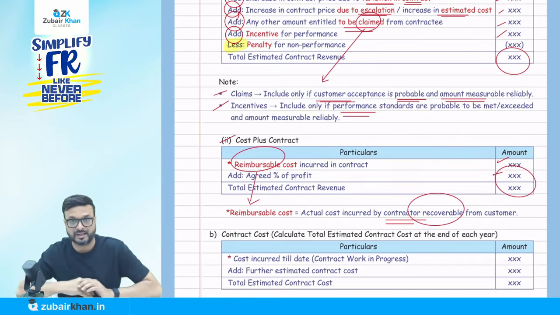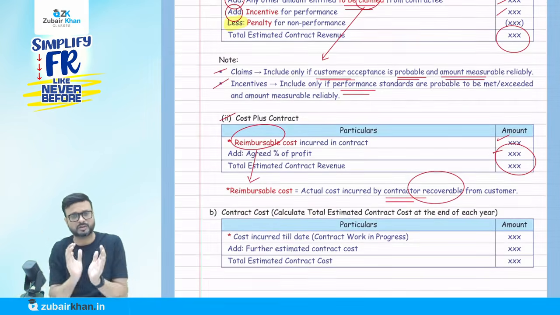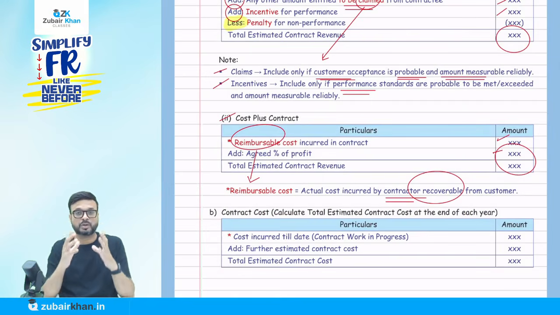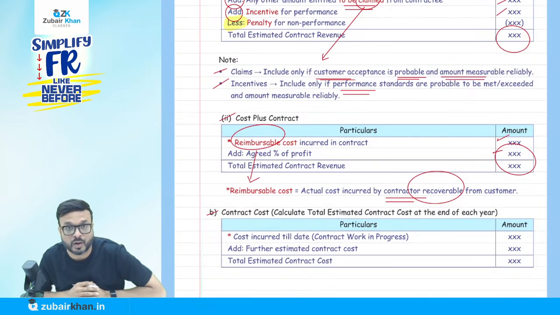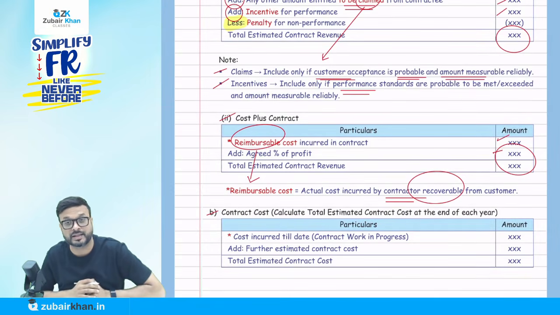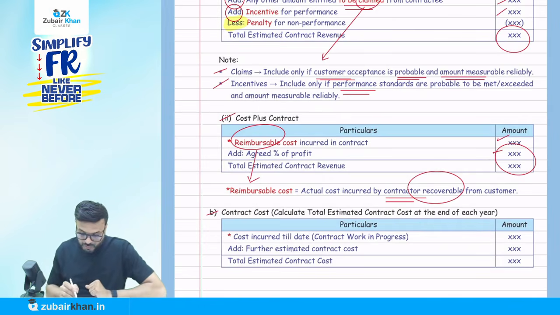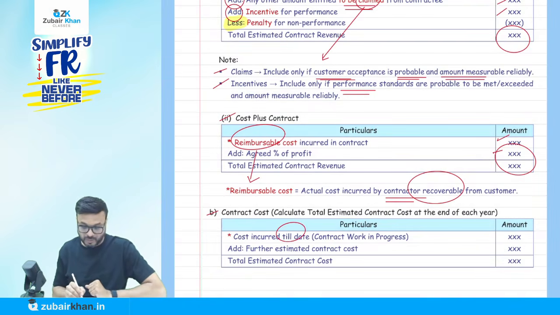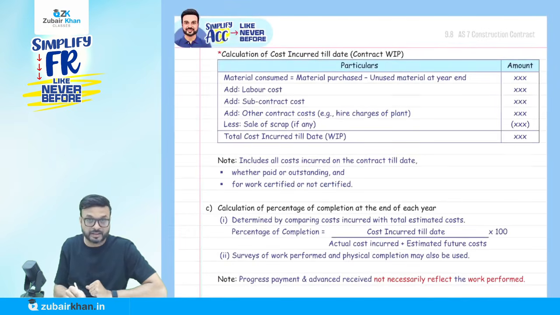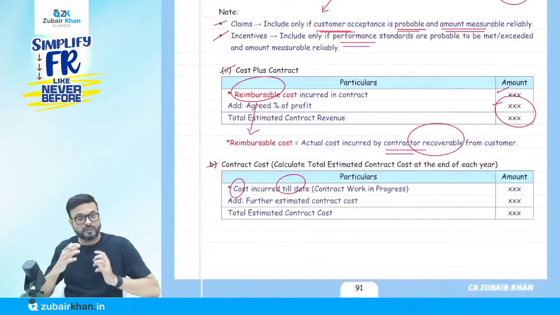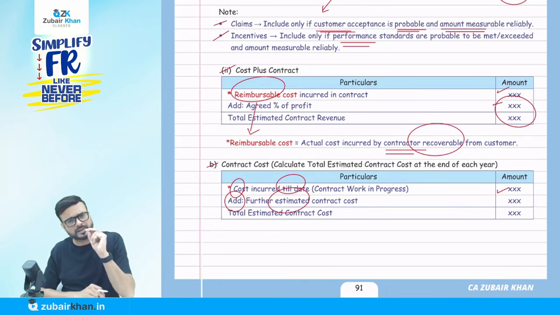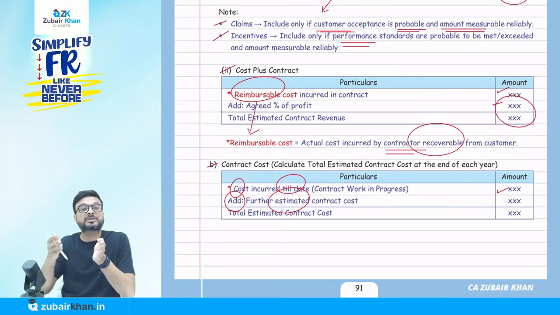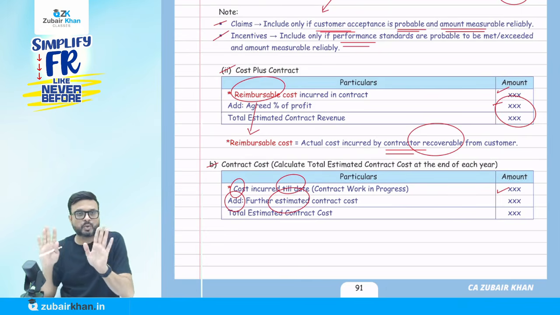Now I'm coming to the cost. We are talking about the total cost, not the cost only for one particular year. Total revenue in point A, total cost in point B. It says a contract cost is the calculation of the total estimated cost at the end of each year. So cost incurred till date. What is cost incurred till date? I will come to that, it is explained there. Whatever cost we have incurred till date, and further estimated cost. So it might come in your mind, sir, the estimation may be wrong. Yes, correct, it may be wrong. So every year my estimation may change. It may happen, but don't worry.